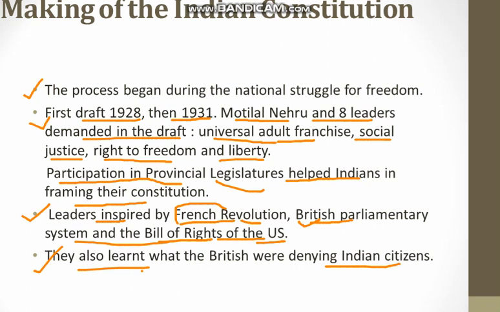In this part, we have studied the background and the thinking of the Indian leaders to form the constitution. In the next video, we will see the Constituent Assembly.